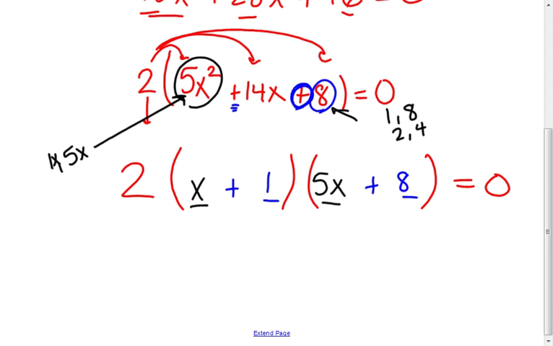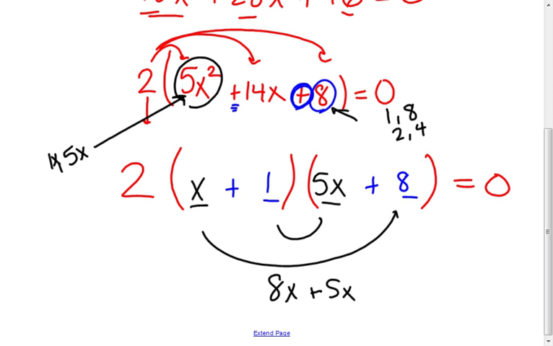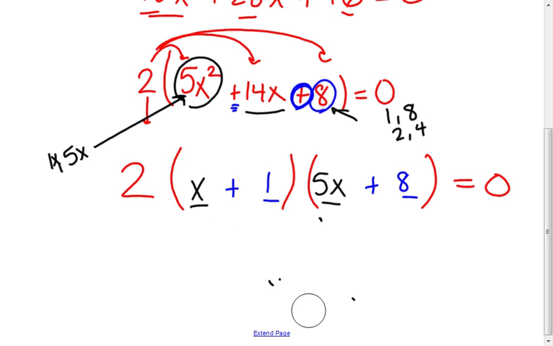Then what I want to do is multiply my outsides and my insides and combine them and try to get that 14x that's in the middle. So here we go. Outsides, 8x. Insides, 5x. 8x plus 5x makes 13x, and I need it to be 14x. So that didn't work. 1 and 8 didn't work.